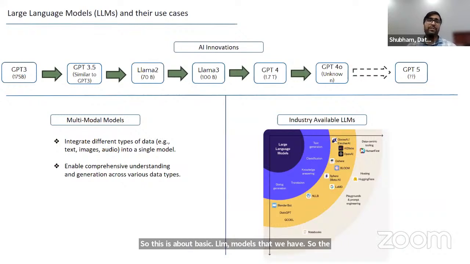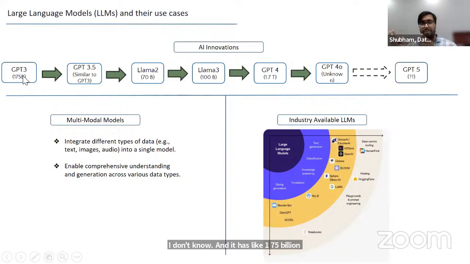If you look at some examples of the generative models that we already have: GPT-1 and GPT-2 have existed for a while, I think since 2017 or 2020. The major innovation was GPT-3, which came up around 2020, I guess, and it has 175 billion parameters. The more parameters a model has, the better understanding it will be able to have.